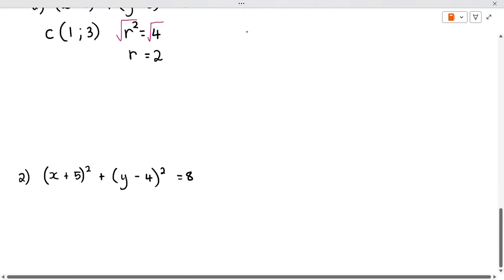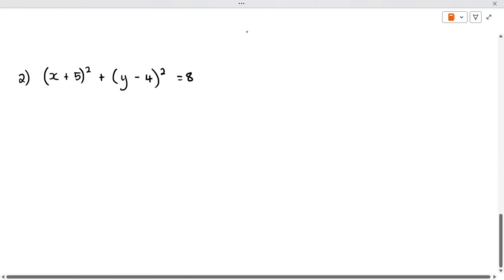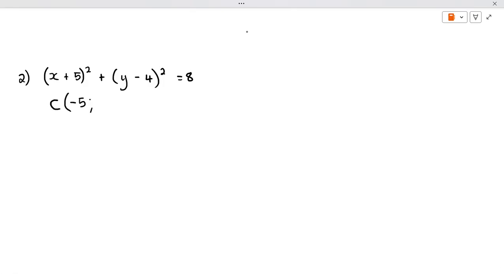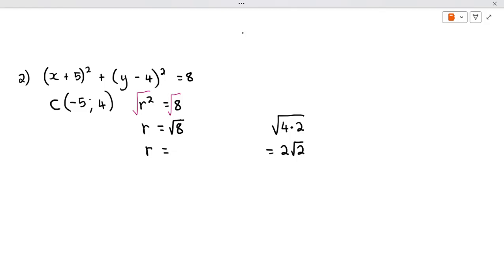So now we move on to the next one. If we're looking at the next one, the center here is going to be negative 5, 4, and the radius squared is equal to 8. We're going to square root both sides. And if we square root both sides, we're basically going to have r equal to the square root of 8. But the square root of 8 can be simplified further. I want us to remember that 8 is 4 times 2. And the square root of 4 is 2, so root 2 remains. So simplified, your answer is going to be 2 root 2.